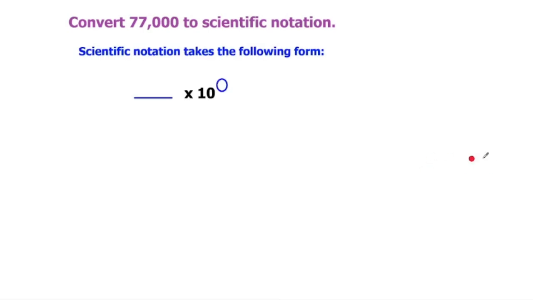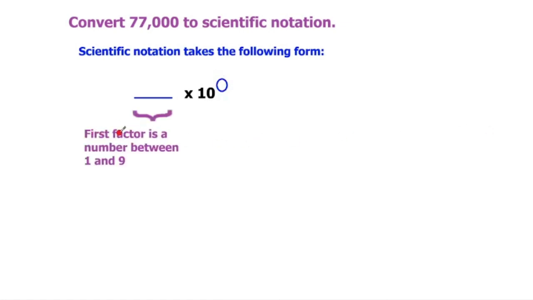In this video, I'm going to teach you all the tricks that you need to know to change a number to scientific notation. So if we have a problem like this that says convert 77,000 to scientific notation, well, scientific notation takes the following form. It will have a number times 10 and then it'll be a power to the 10.